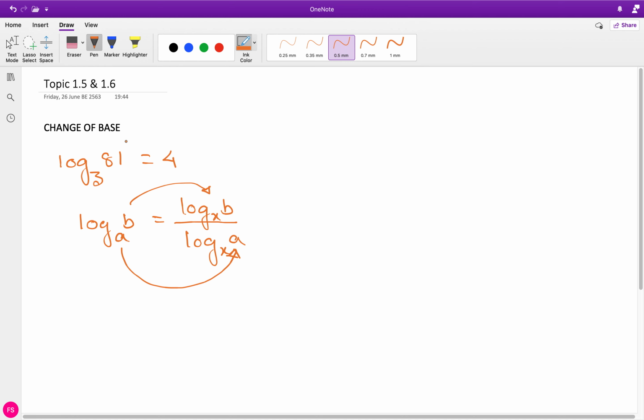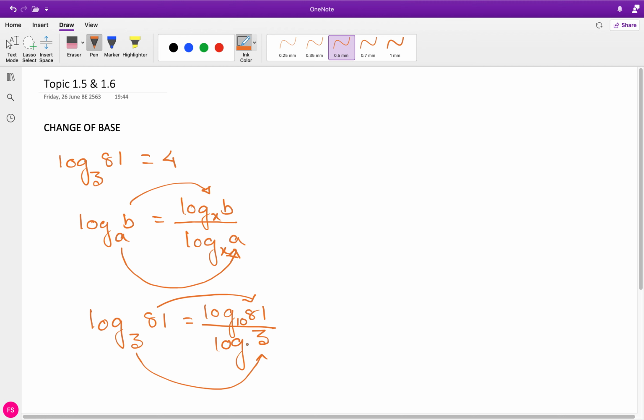Now let's go back to our example and use this formula to get the same answer. Our question was log of 81 with a base of 3. I'm just going to follow this. So log of b, this goes to the top, which is 81, over log of, this goes down, log of 3. Now let's say I want to change it to a base of 10. I'm going to write 10, and how do we evaluate this?